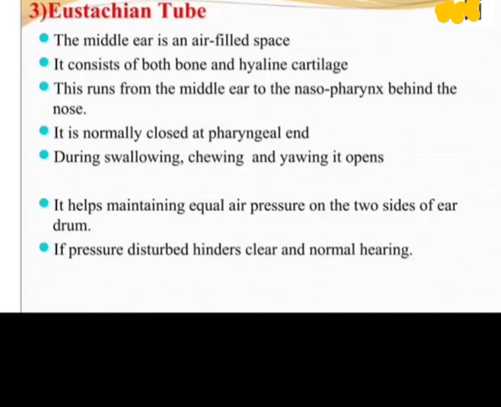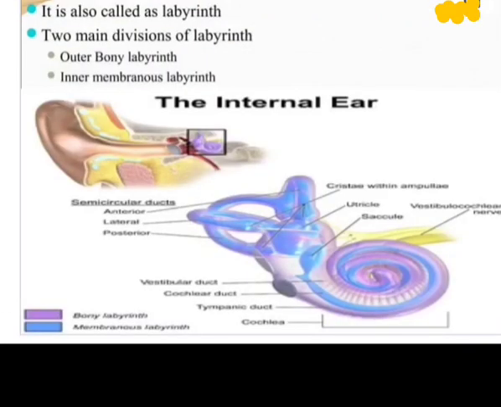The middle ear is an air filled space, and it consists of both bone and hyaline cartilage. The eustachian tube runs from the middle ear to the nasopharynx behind the nose, and it is normally closed at the pharyngeal end. During swallowing, chewing and yawning it opens. When we swallow something, this eustachian tube opens and maintains equal air pressure.